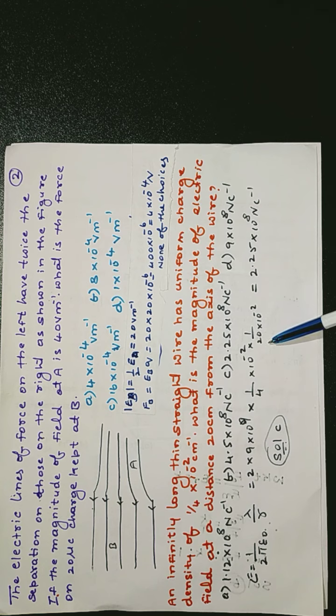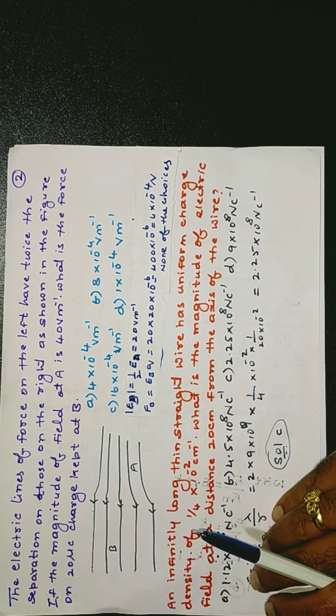You can think like this. 9 2s are 18 by 8 into 9 minus 2 is 7, and 1 in the denominator goes to the numerator to become plus 1, so it becomes 8. So 18 by 8. 18 by 8 is 2.25. 2.25 into 10 raised to 8 Newton per Coulomb. So it should be the choice C.